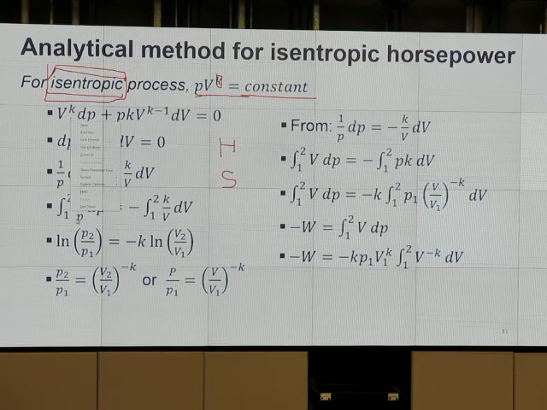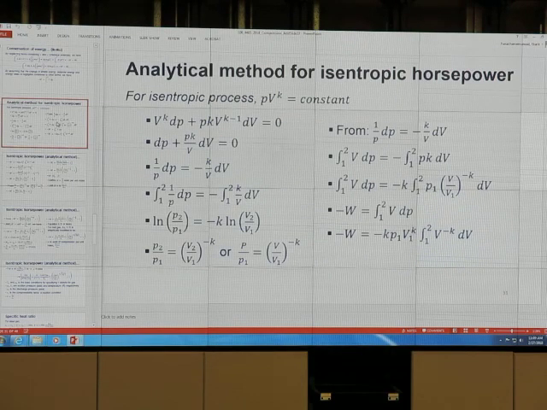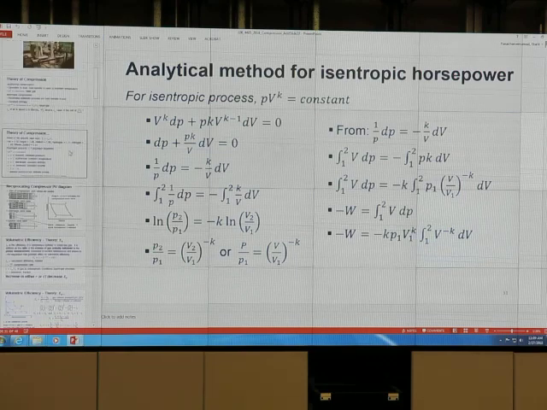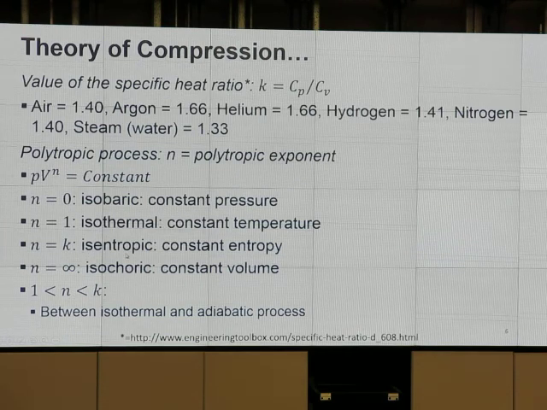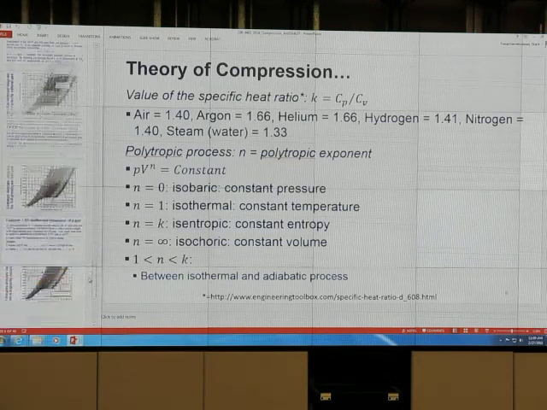Alright, we start from PV to the power of K. If you look at the very first slide, if n equal to K, we have a constant entropy process. PV to the power of K equal to constant means S doesn't change. So that is the theoretical horsepower derivation.